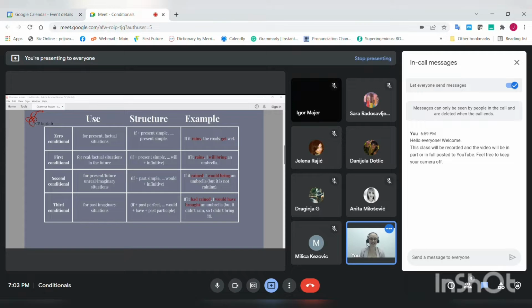Excellent. Sarah, can you make a sentence? I can try. If you know the answer, you will get a high mark. That's an excellent sentence, but it's not a zero conditional. Take a look at how we build the zero conditional. We have if, present simple, and then present simple in the second clause as well. Can you try again?